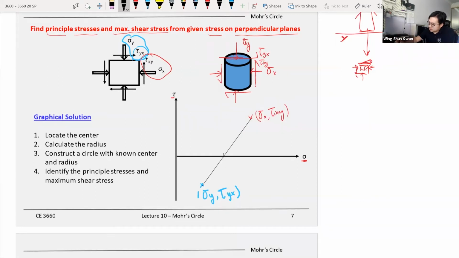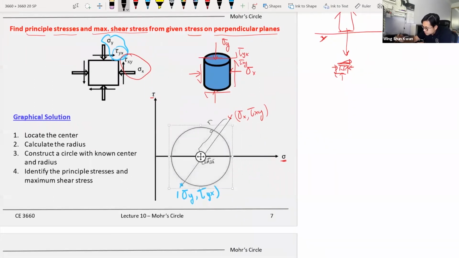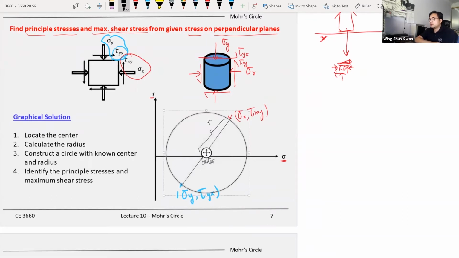And this will be the center. And you know the radius. So if you know the center, and you know the radius, then you can form a circle.